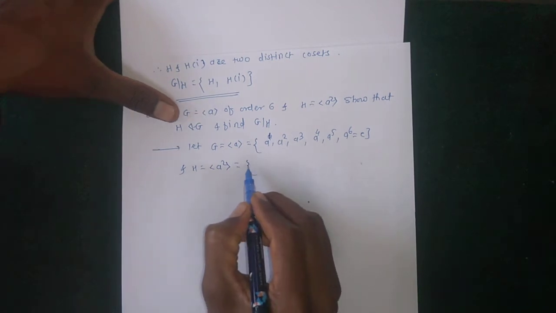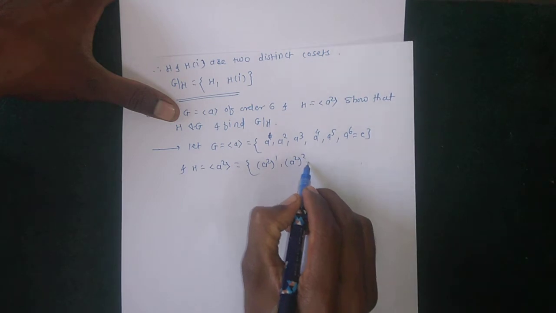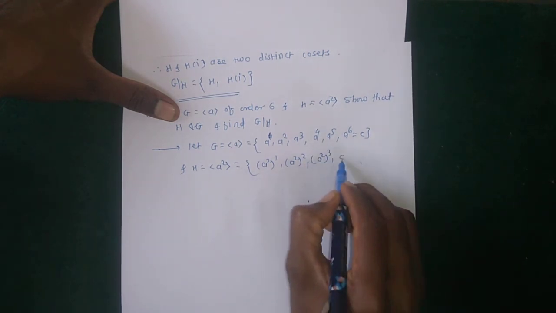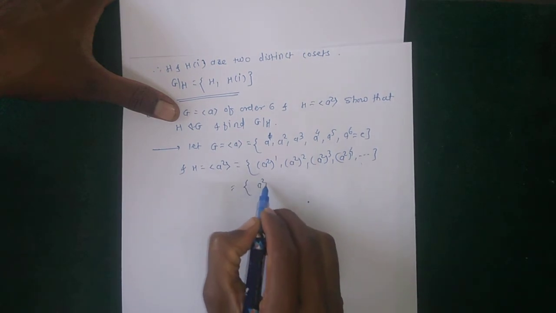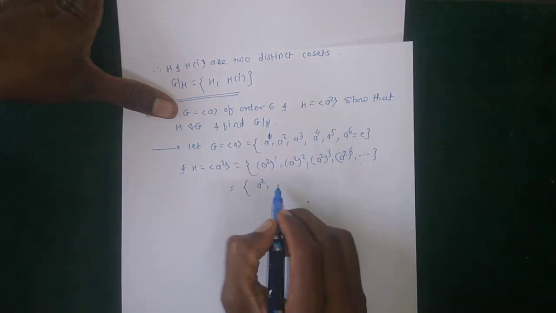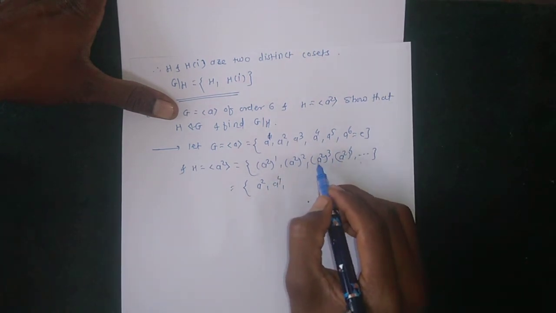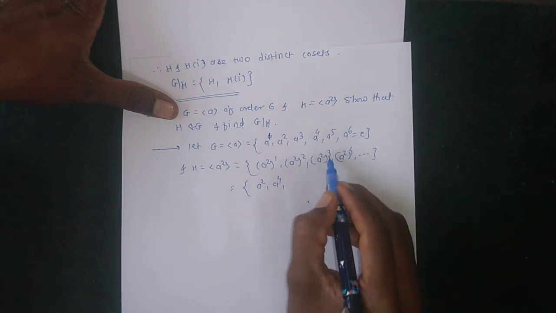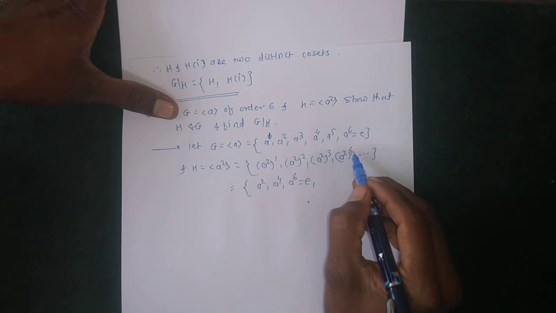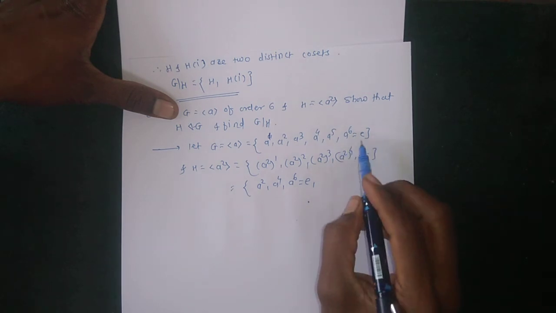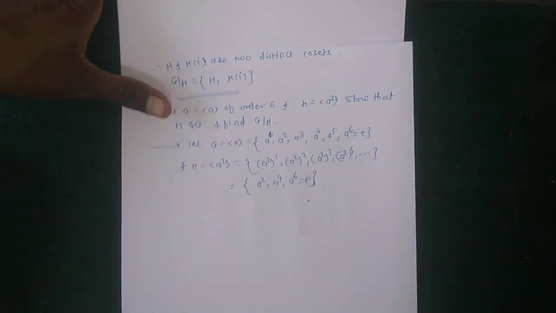And H is generated by A square, means all elements of H contain powers of A square, means A square raised to 1, A square squared, A square cubed, then A square raised to 4 and so on, which contains only 3 elements. A square raised to 1 means A square, A square raised to 2 means A raised to 4, A square raised to 3 means A raised to 6, and that is equal to identity. A raised to 2 into 4 is 8. 8 is congruent to 2 modulo 6, means A square again repeated, so H contains only 3 elements.